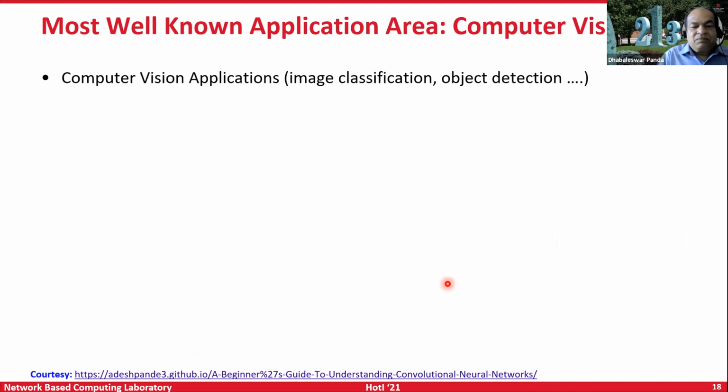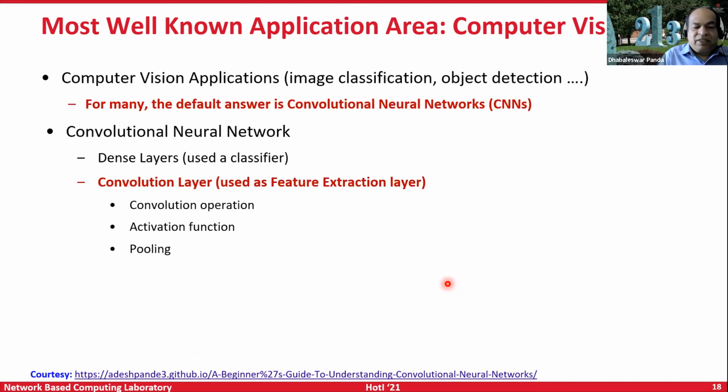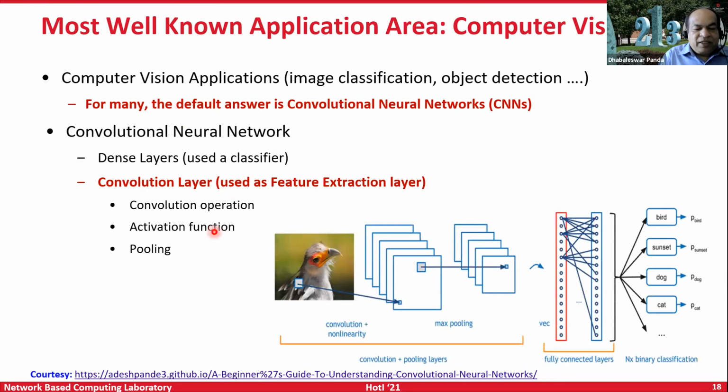So let's take a common example like computer vision. That has been the traditional thing in deep learning, a lot of image classification and object detection. For many, the default answer is the convolutional neural network. So what does this convolutional neural network mean? If you open up any deep learning paper, you'll see a lot of terminology: convolution layer, convolution operation, activation function, pooling.